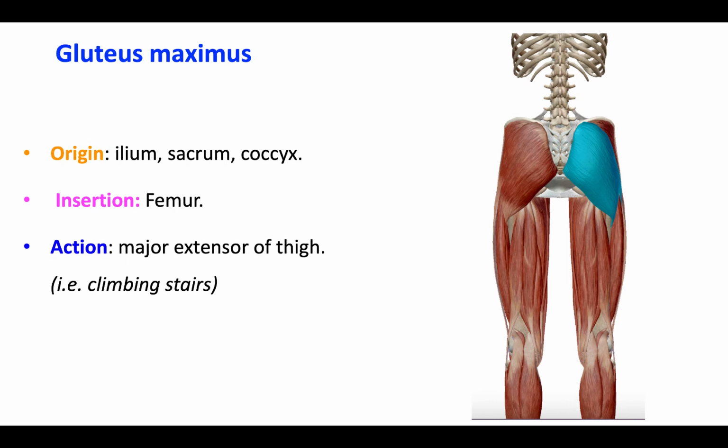So let's take a look at the maximus. The gluteus maximus originates in three places. We can see along here on the ilium, and then the sacrum. All of that is the sacrum, and then down here is the coccyx bone, and the insertion is going to be at the femur.